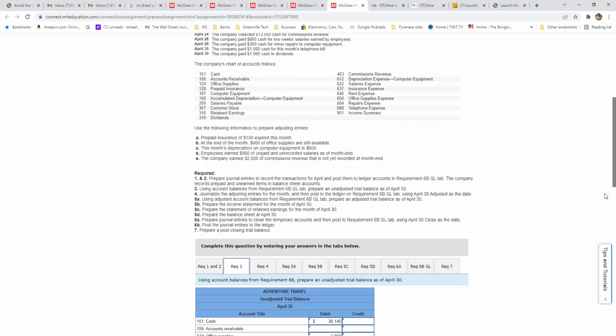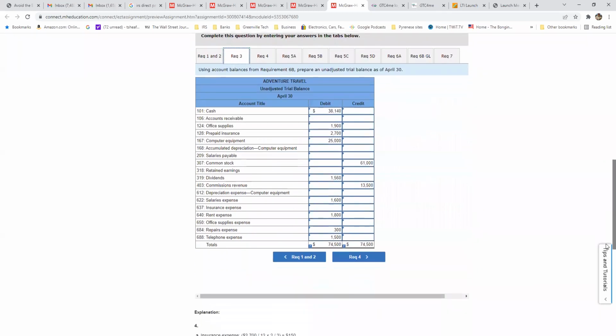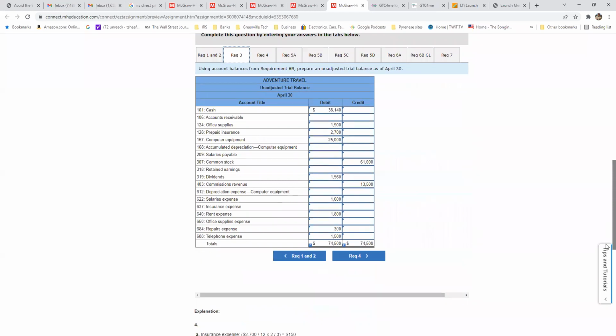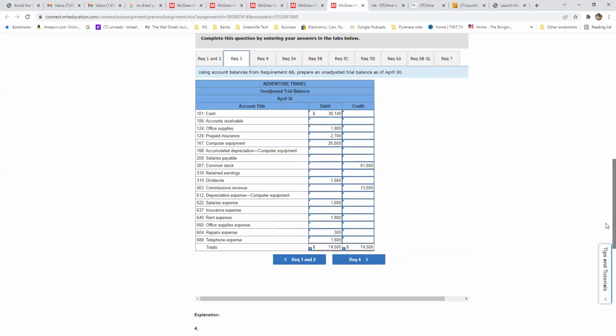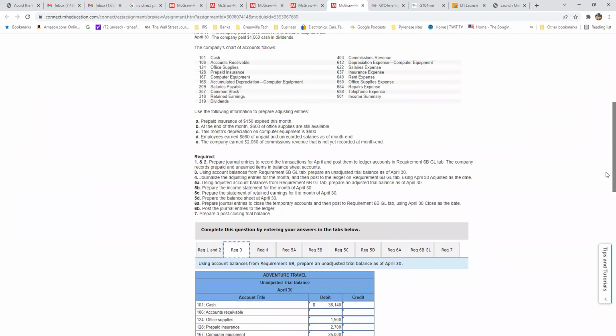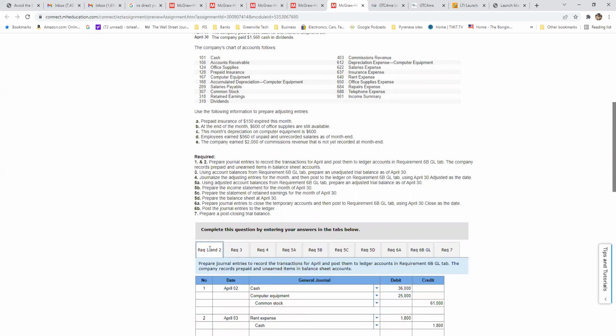Requirement number 3, you have to put together an unadjusted trial balance. This is really fairly easy. You can use an example in your book to make sure that the order of your accounts is correct. Taking a rough look at this, they're putting them in order for you. So you just have to know, after you put these accounts in down here in the unadjusted trial balance, where to put the account balances. And you're not, by the way, going to get the account balances until you finish your journal entries.